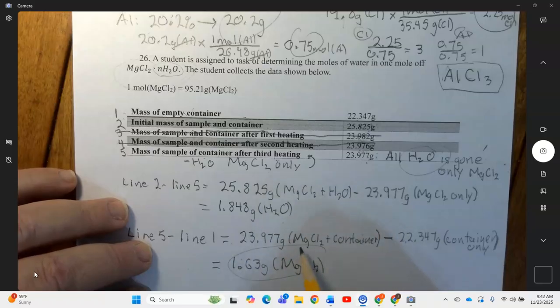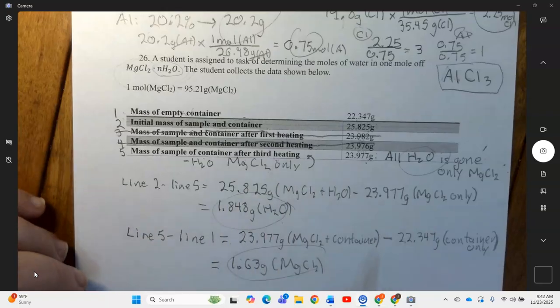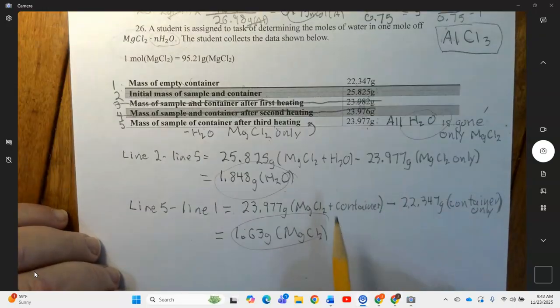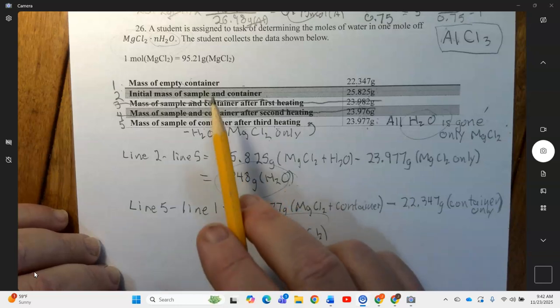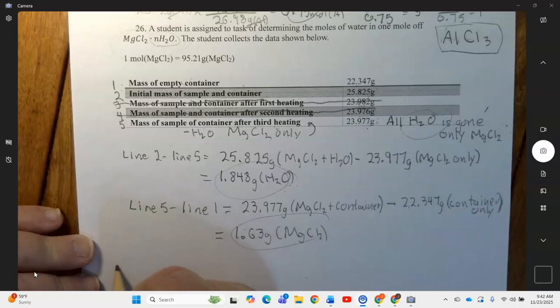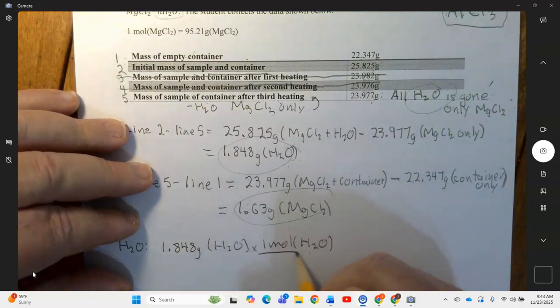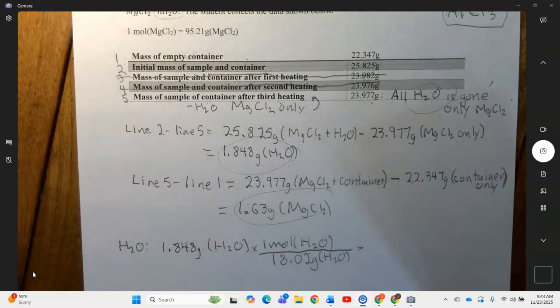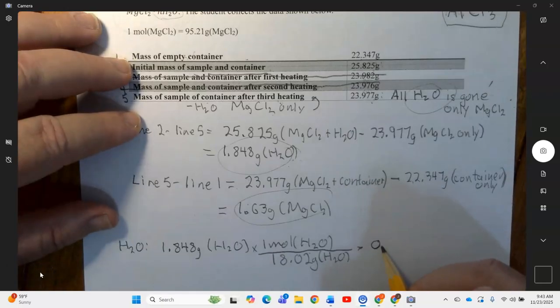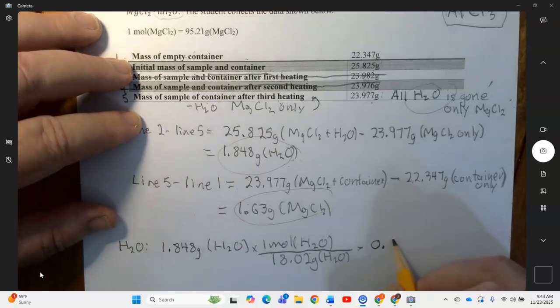Okay, so we know this number, grams of this, grams of this. Now we need to figure out how many moles that is. All right, so the molar mass for H2O we know is 18.02. We use that all the time. And here's the molar mass for the MgCl2. So we'll go ahead and do the water first. Okay, and that gives us 0.10, rounded to two places after the decimal, moles of H2O.